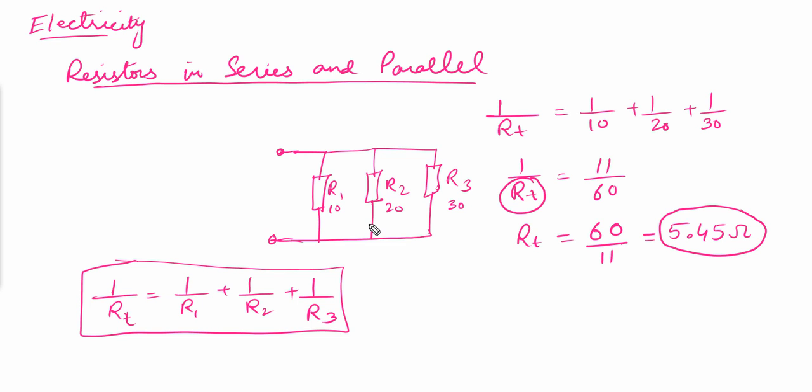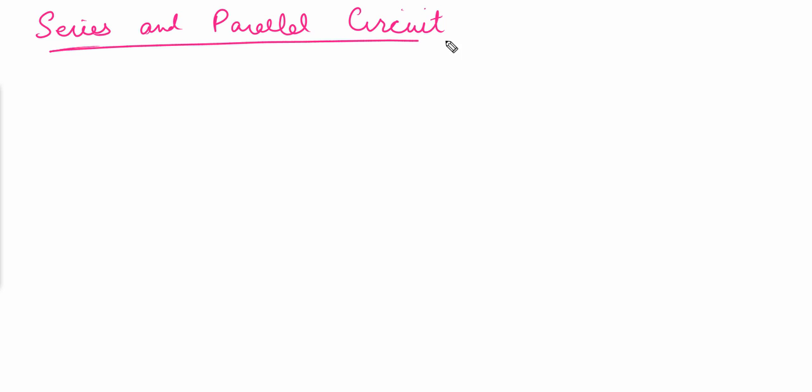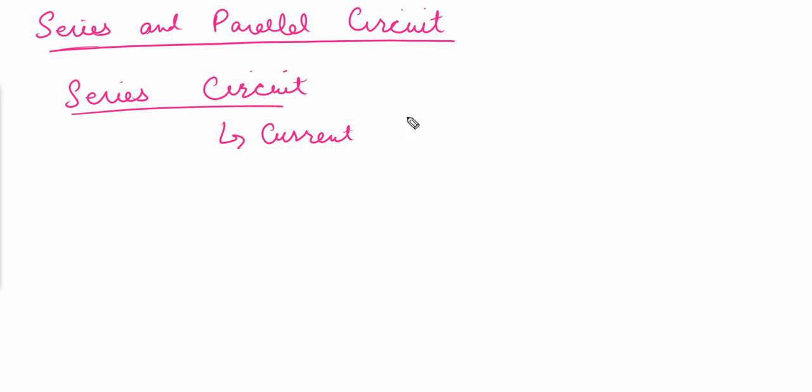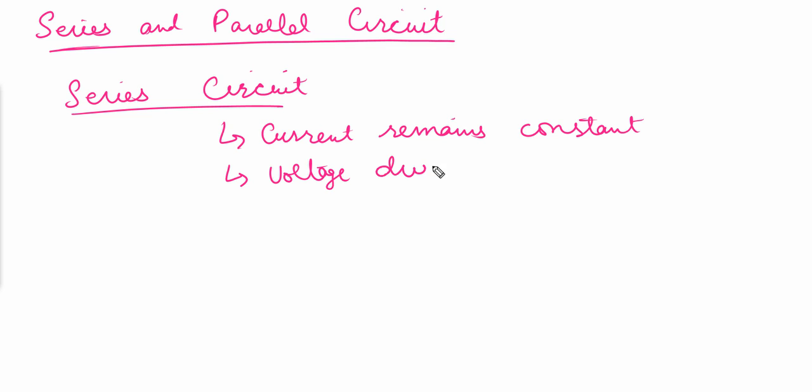Now we will see the series and parallel circuits. In series and parallel circuits, the main features to discuss are the current and the voltage. Let's discuss the series circuit first of all. In a series circuit, the current remains constant, and the voltage divides.